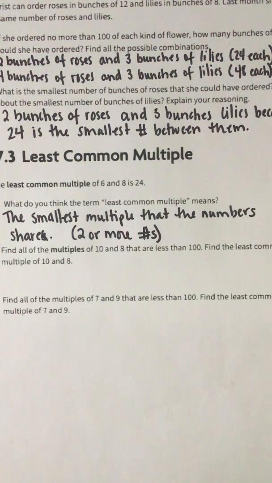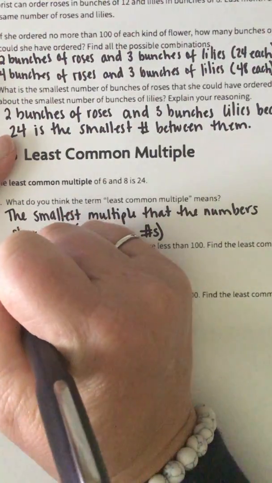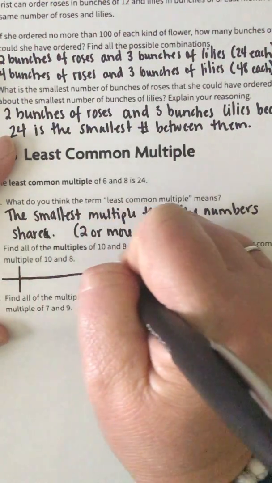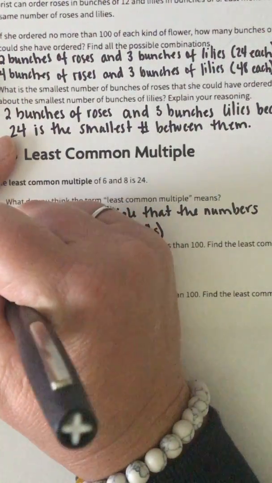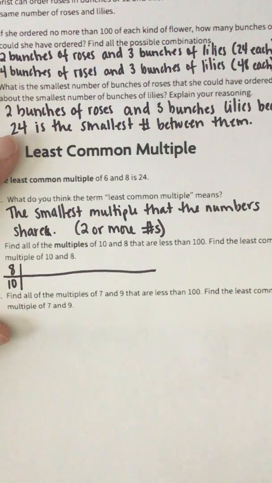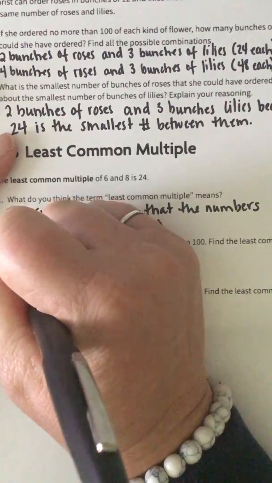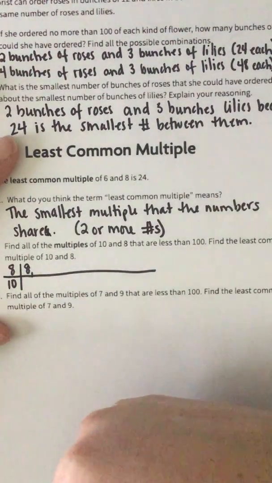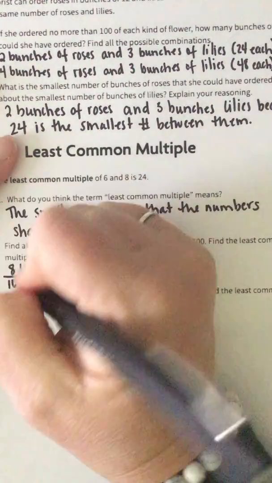Okay? All right, number 2 says find all the multiples of 10 and 8 that are less than 100, and then find the least common multiple of 10 and 8. So here we're going to do our sideways T. Now this means we are going to go until we get to 100, or right before we get to 100. So I'm going to find the multiples. Usually we only go out 5, but this time I'm going to go out till I get to 100.